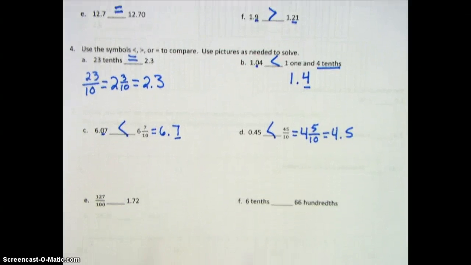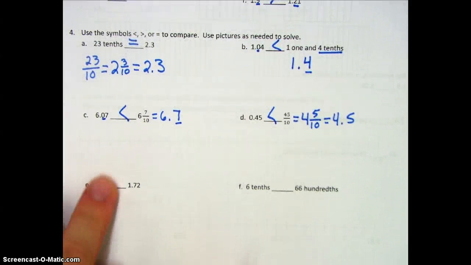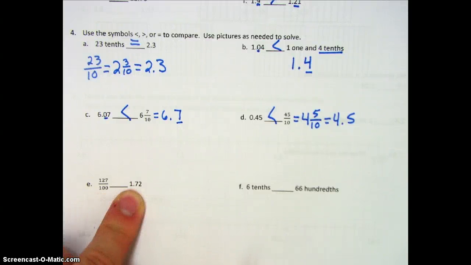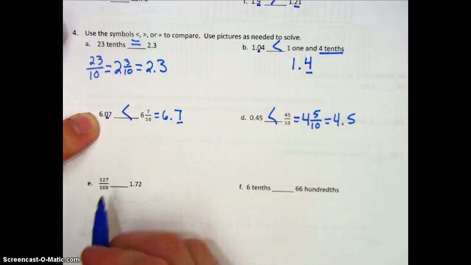Okay, moving on. 127 hundredths versus 1 and 72 hundredths. So again, let's make them both as a decimal.